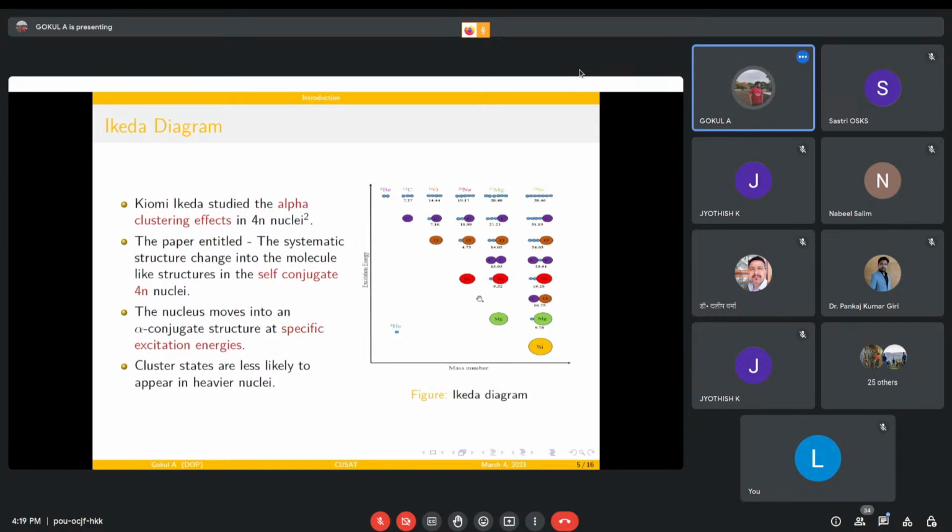In the diagram, suppose we take a neon nucleus, which has a mass number of 20. At a certain excitation energy, it moves into a clustered state of a 4n alpha conjugate nucleus like oxygen-16 and an alpha nucleus. As the energy increases, the nucleus changes into a state of 2 alpha and a carbon nucleus, and so on. So this is the Ikeda diagram, and he popularized this idea.